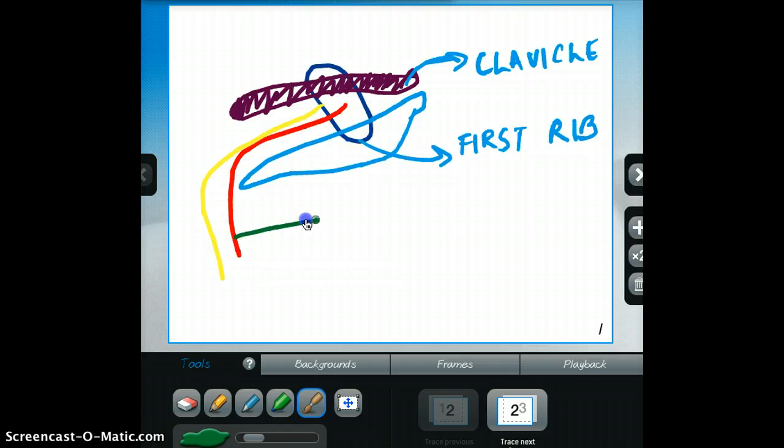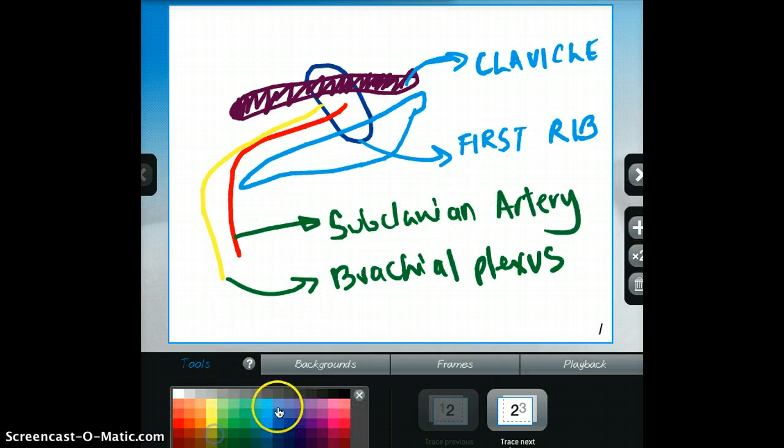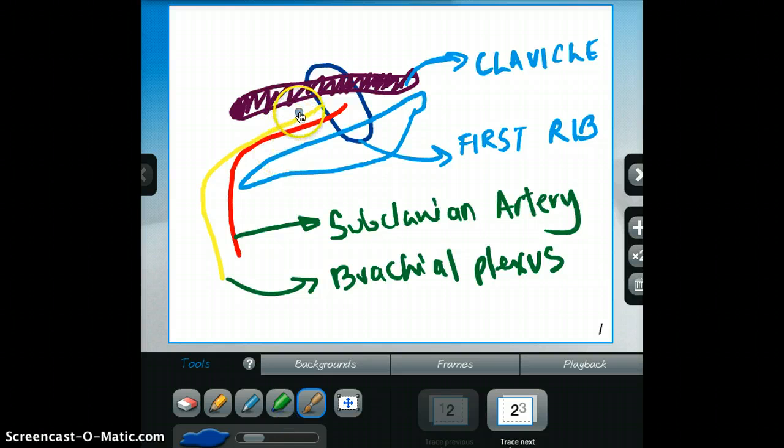This artery is called subclavian artery. And we have the brachial plexus, which is also here. Now there is also a vein called the subclavian vein, which is also coming out of the thoracic outlet. But there is a slight difference between the artery and the brachial plexus and the subclavian vein.